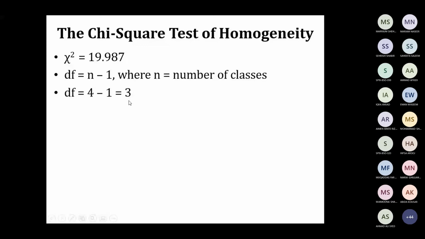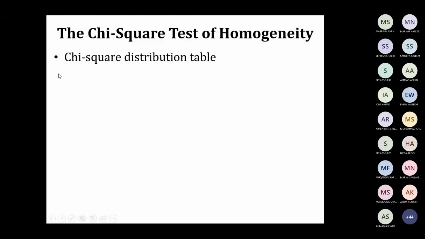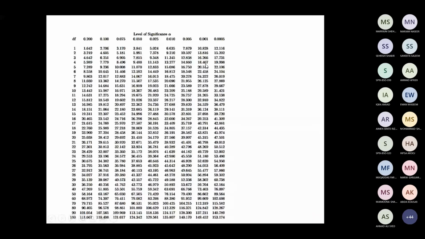Okay, so now we have to find out the probability of the null hypothesis to be true, and this was our null hypothesis, and we are going towards the chi-square distribution table. So here we have the chi-square distribution table. Previously you had seen the t distribution table, and this is the chi-square distribution table. Again, you can see that we have rows and columns. In the columns, we have the probability, and in rows, we have the degree of freedom.